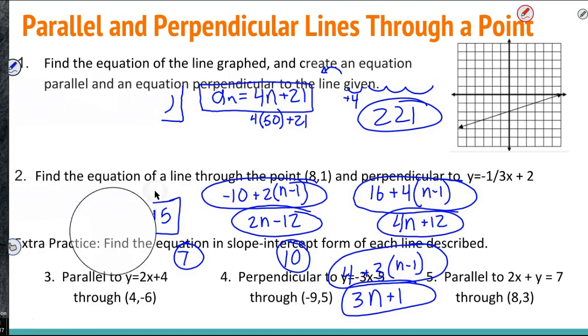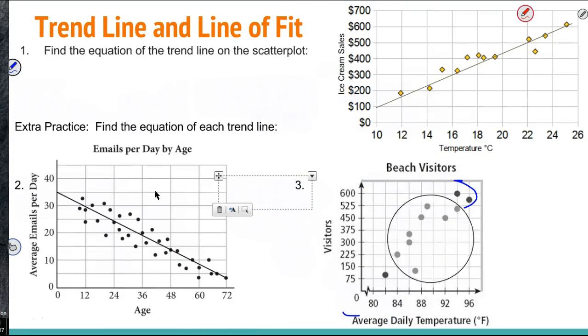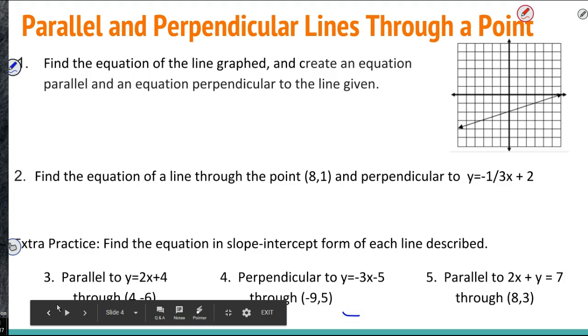Parallel and perpendicular lines. Oh, we're changing pages on accident. Let's go back. Here we go.